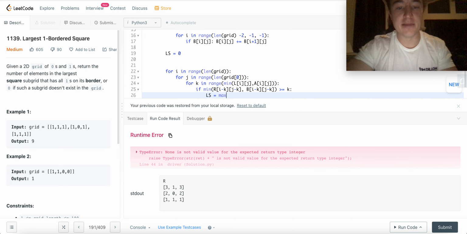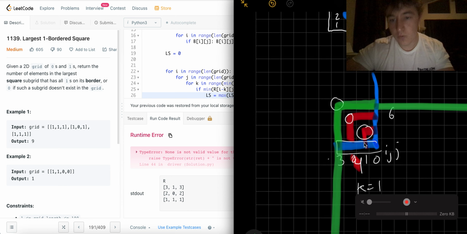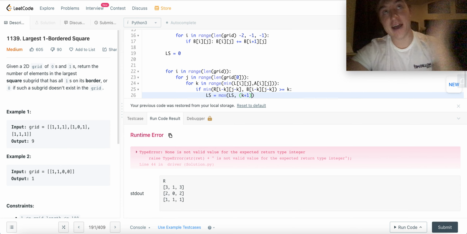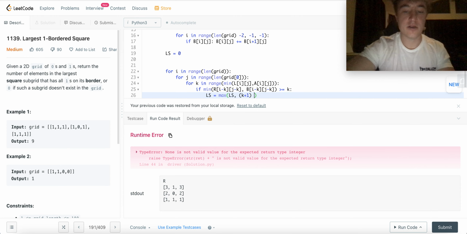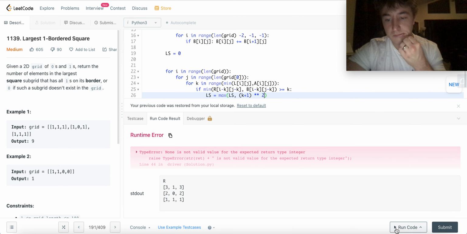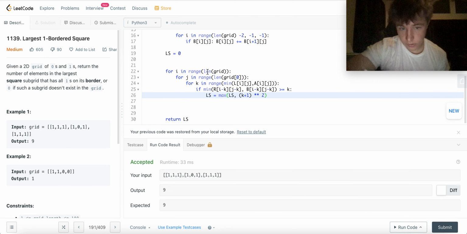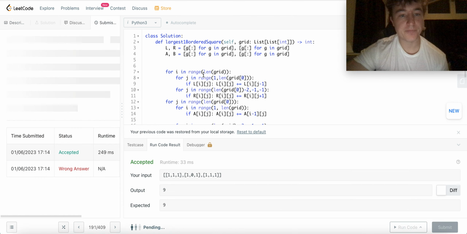So we could say ls is the max of ls. And what square do we have here? Well, you'll notice here, when k equals 3, it corresponds to a size 4 square. So we have k plus 1, because if k is 3, that means we have a size 4 square. If k is 5, we have a size 6 square, so it's k plus 1 squared. So then we just check that for each possible square. All right. We submit that and we cry because it doesn't work.